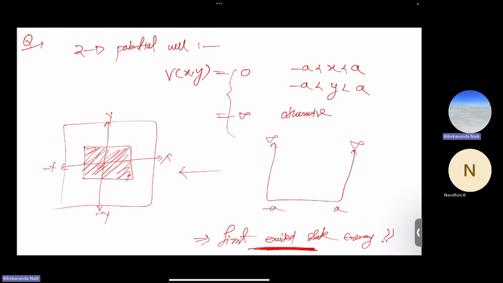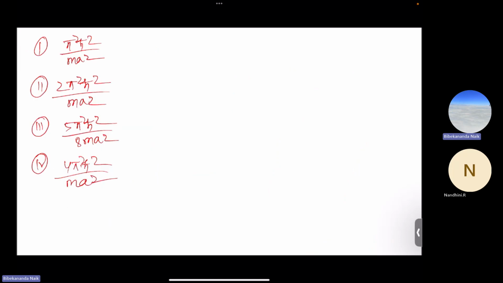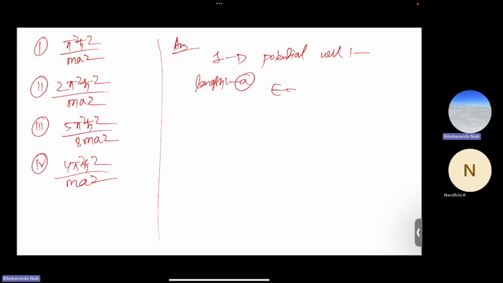If you remember the one-dimensional potential well, what happens in a one-dimensional potential well? Now, if the length of the potential is a, suppose a is the length of the potential, the energy is given by n square pi square h cross square by 2m a square, where n stands for the levels.